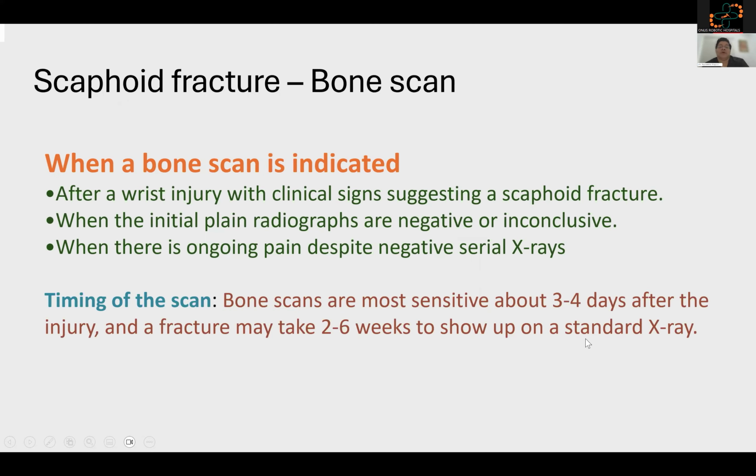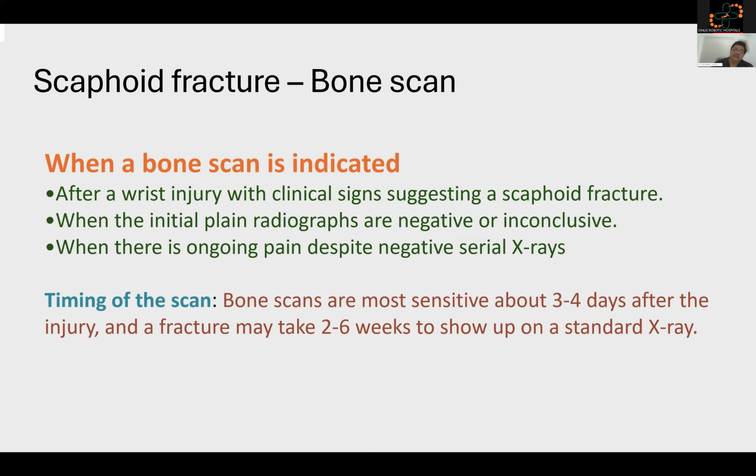Other than this, bone scan is not widely used in fracture diagnosis, but in scaphoid fracture, bone scan is indicated when there is a wrist injury with clinical signs like anatomic snuffbox tenderness suggesting a scaphoid fracture, when the initial plain radiographs are negative or inconclusive, or when there is ongoing pain despite negative serial X-rays. So when a patient is having pain despite negative X-rays, you can suggest a bone scan. Like MRI, it can only suggest that there is some injury, but it cannot show whether there is a fracture or not, but you can also see whether there is an AVN or not.